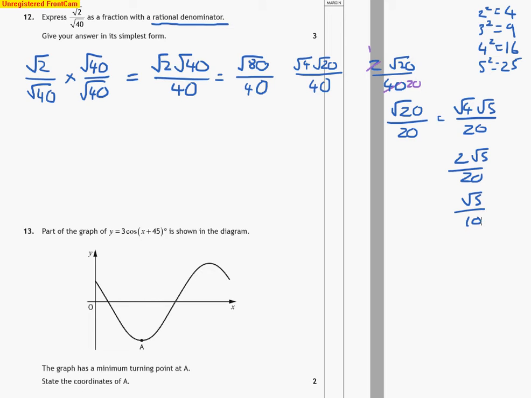So that's one way of doing it. For your marks for this, you'd be looking to get a mark for this step, knowing to multiply to get rid of your denominator. Then by the time you get to about here, you're getting another mark, and then one on the end as well.